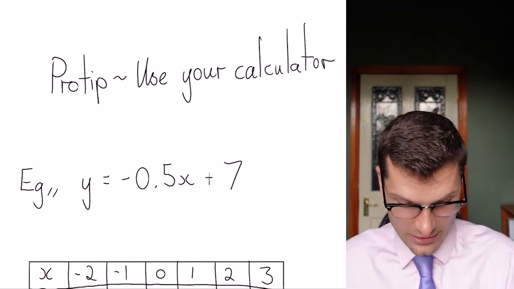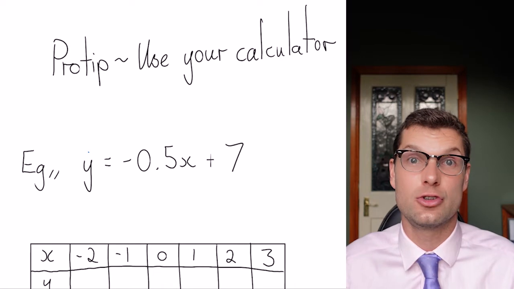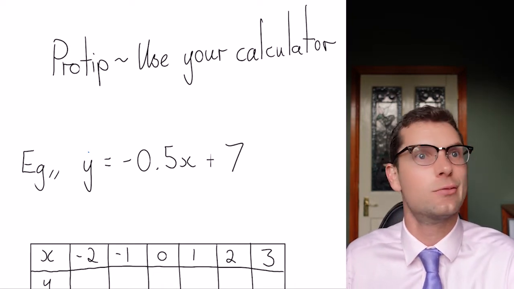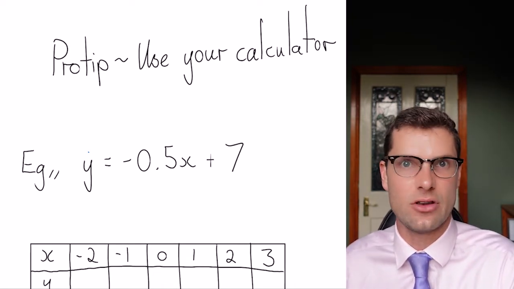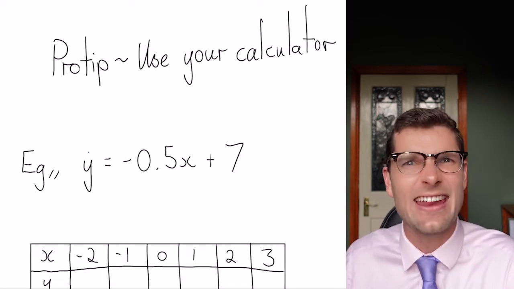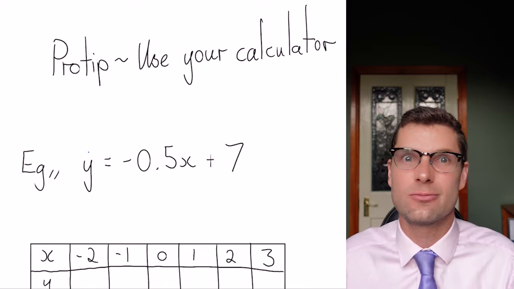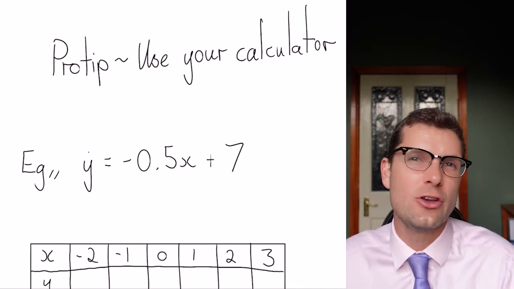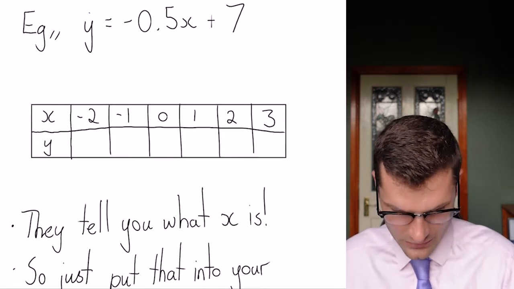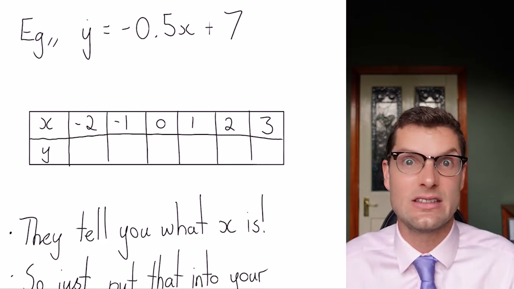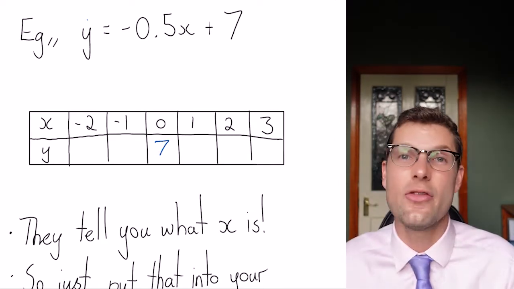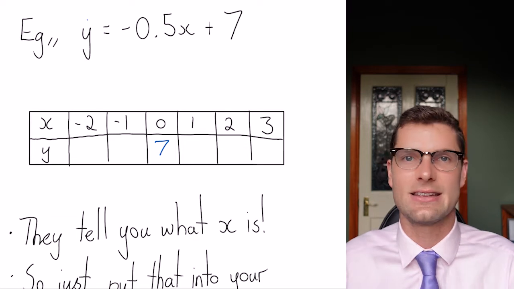This equation is saying that y is definitely equal to negative 0.5 times whatever x is, plus 7. That's a little bit difficult. I hate dealing with negatives and with decimals. So this one has the potential to kind of trip us up a little bit. But if we use our calculator, we're going to be fine. So the first thing I'm going to do is put in the 7 straight away, because I know that 7 goes with x is equal to 0.